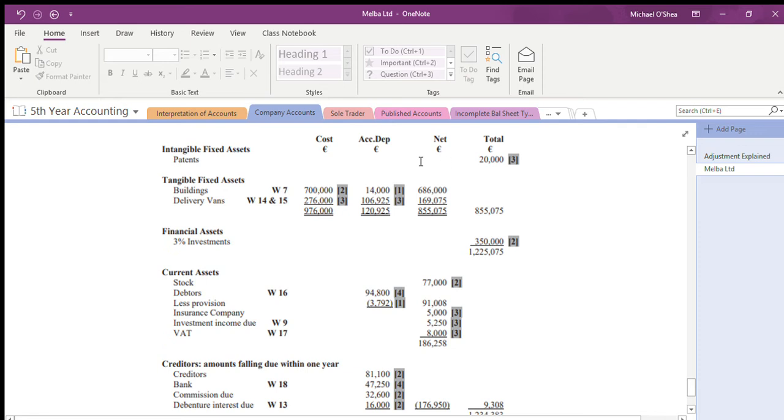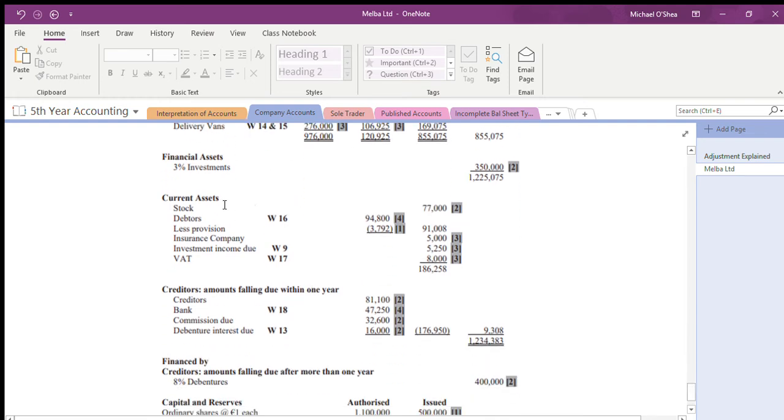So put your 20,000 here for intangible fixed assets, and then have these totaled up as normal, but this total will be a little bit different because you'll have 20,000, 686, and 169, and this will then be 875,075, and then you'll have your investments, and then you'll have your normal balance here in your third column, 1.225 million. So again, this is the same structure as before. Again, this is going to be the same.